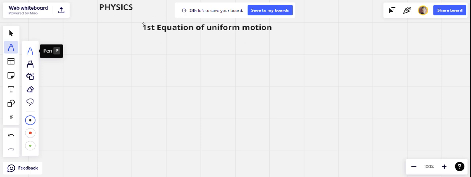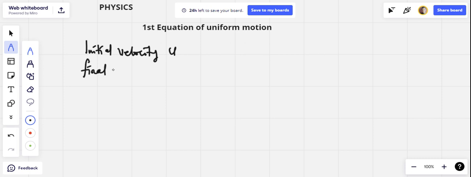So when you say uniform motion, you know the starting velocity. That's what we call the initial velocity. Initial velocity, we use the small letter u to denote it. And then you know the final velocity v. And then you know your acceleration, a.